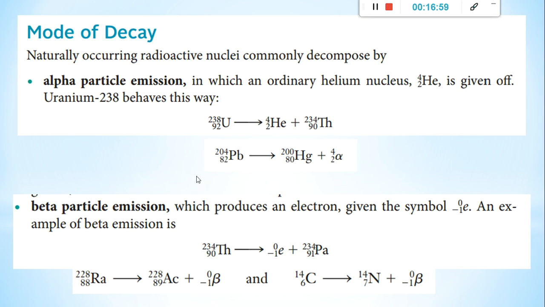Okay, so we have another mode of decay, which is the beta particle emission. This one produces an electron, and it has the symbol 0, -1 electron. An example of beta emission is shown. So we have here a thorium with a 234 mass number and 90 atomic number. So it produces an electron. Okay, remember that it has no mass, but it has a negative charge.